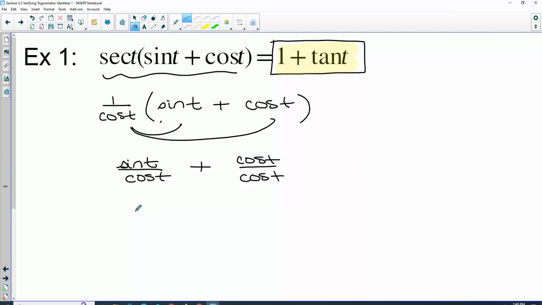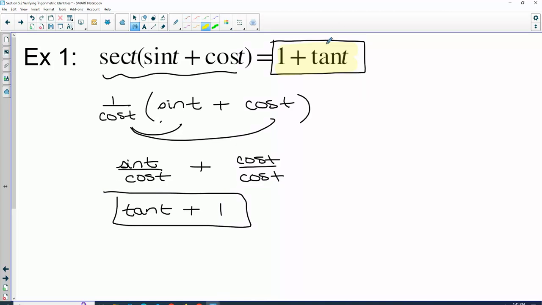What is sine divided by cosine? Cosine divided by cosine is, look at our goal. I was trying to prove this was 1 plus tangent t. Is tangent t plus 1 the same? Yeah. So what I do is I box it in at the end. I knew this was the answer I was supposed to get. I got that answer. I am done.